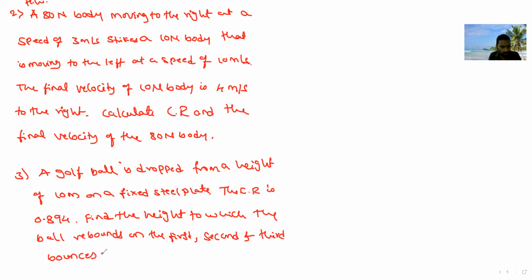So the problem is there is one golf ball and you have dropped it from the height of 10 meters. After striking the steel plate, it bounces back. How much does it bounce for the first bounce, second bounce, third bounce? You have to determine the height. So this is the problem.